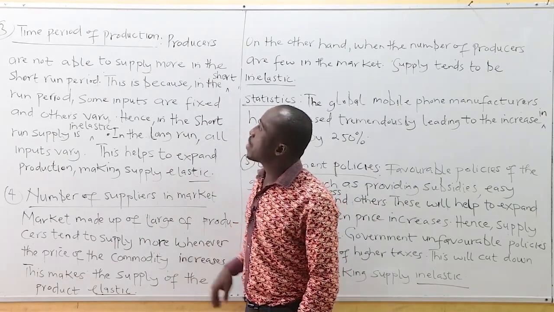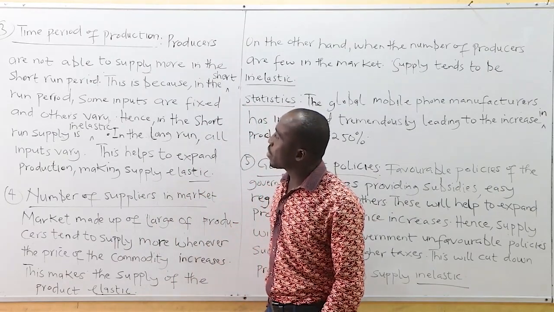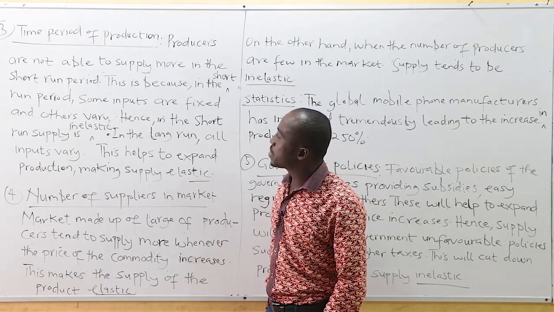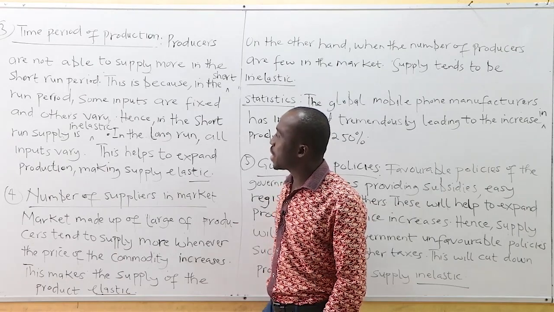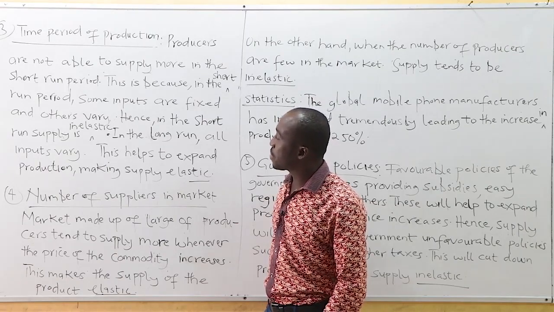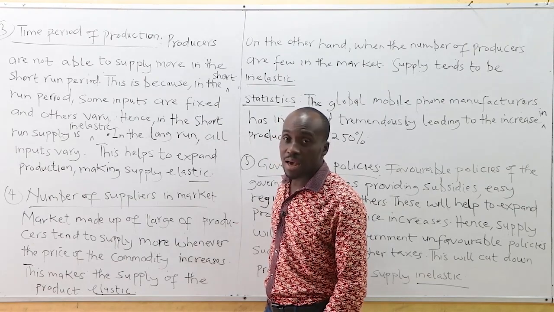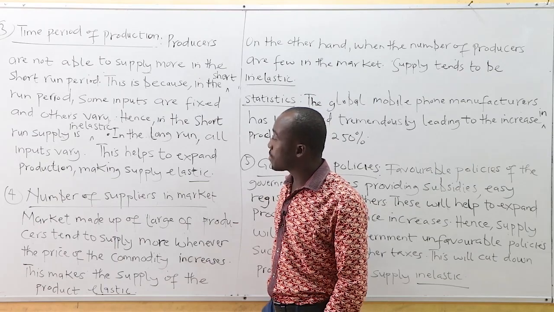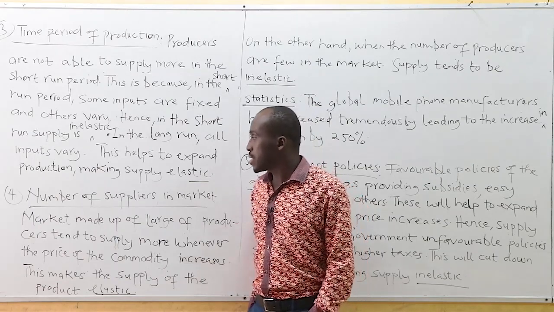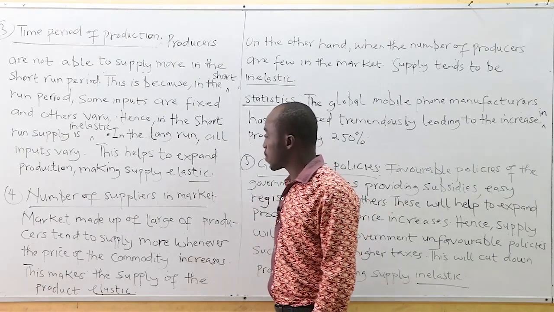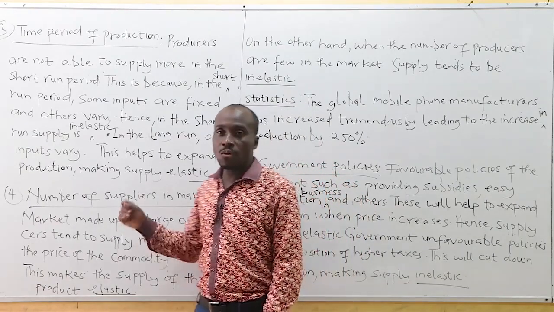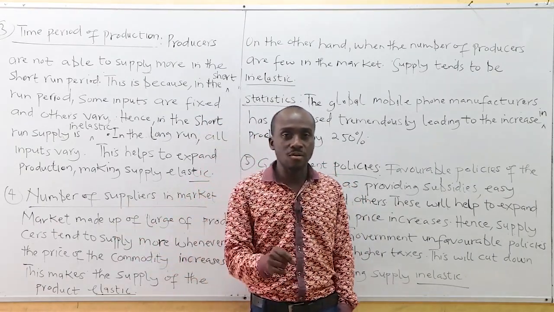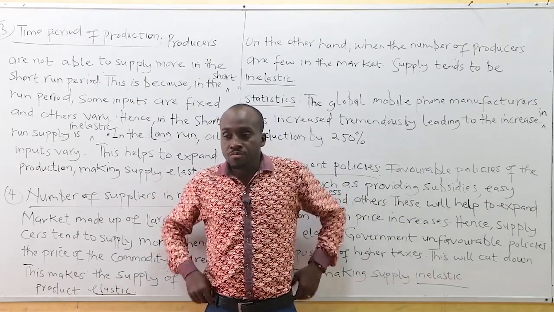Number one, the time period of production. Producers are not able to supply more in the short run. This is because in the short run, some inputs are fixed, others vary. Hence, the short run supply is inelastic. In the long run, all inputs vary. This helps to expand production, making supply more elastic. So one of the reasons that can make a supply elastic or inelastic is the time period.